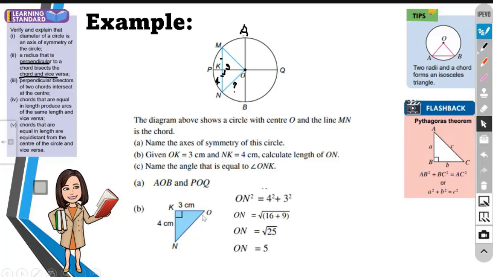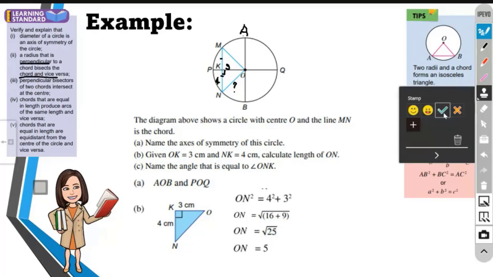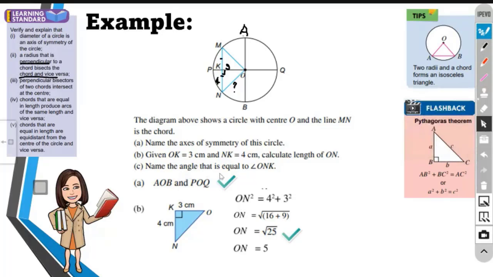So if you remember, this is a special triangle, 3, 4, 5. You get used to it already. 3, 4, 5. The ON is 5 centimeters. So you have done the second question. Okay, this is correct. And this is correct.